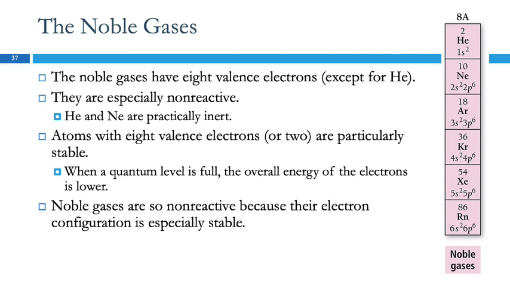So here are some of those groups. This is the noble gases, right? Noble gases have 8 valence electrons. They're especially non-reactive. Turns out that atoms with 8 valence electrons are especially stable, because when that level is full, then there's a lowering of the energy. They're very, very unreactive.